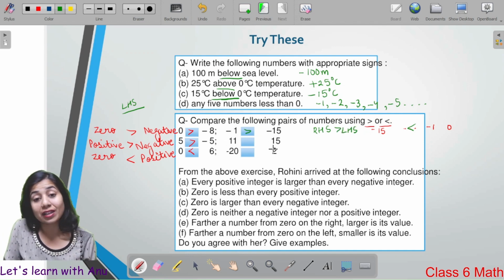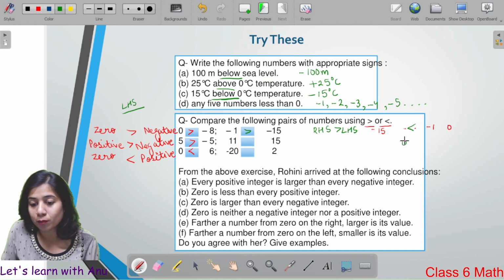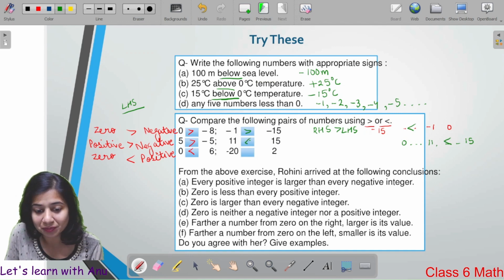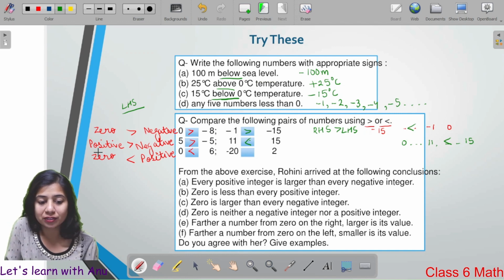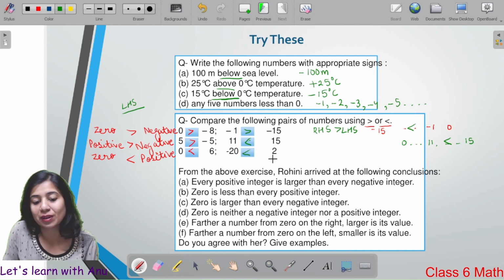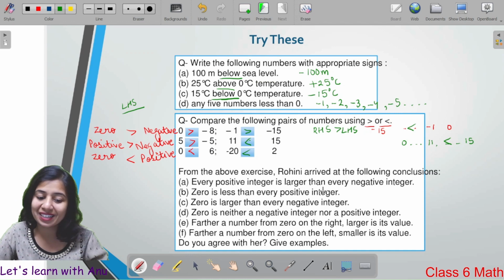Then again we have 11 and 15. For this, from 0, if we move on, it will be 11, then 15. So 15 is on the right hand side, right? Then now we are comparing a positive and a negative number. This rule I have already written. So the positive number is always going to be greater.